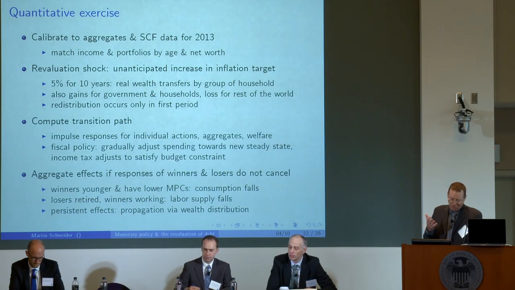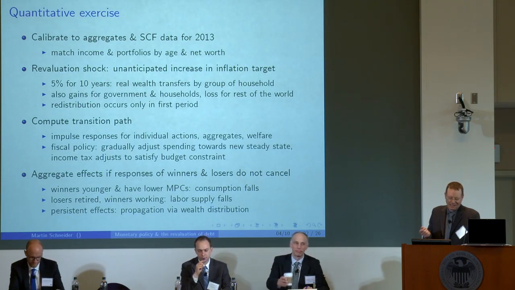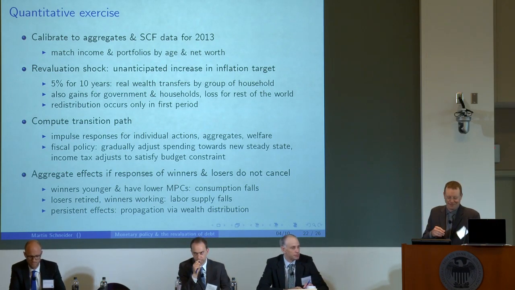The question is, are there also going to be aggregate effects? Okay. So here what's going to matter is whether the responses of the winners and losers are going to exactly cancel, or not, in which case there can be effects on aggregates. So there are two things that will actually lead to aggregate effects in this setup. The first one is that the winners, as we saw, are typically going to be younger than the losers, and they're going to have lower marginal propensity to consume. So that's going to have a negative effect on aggregate consumption.